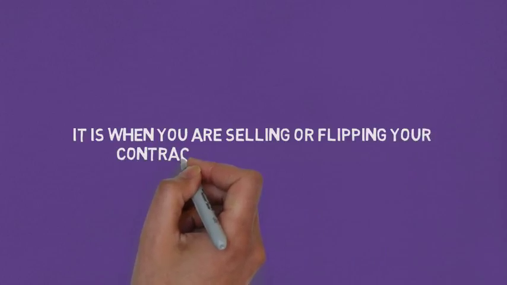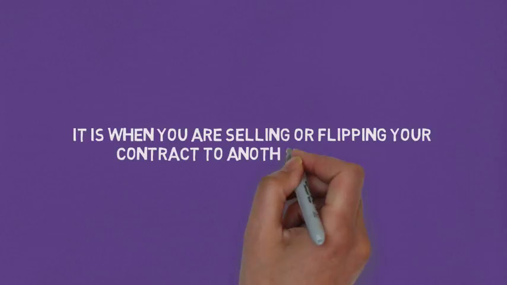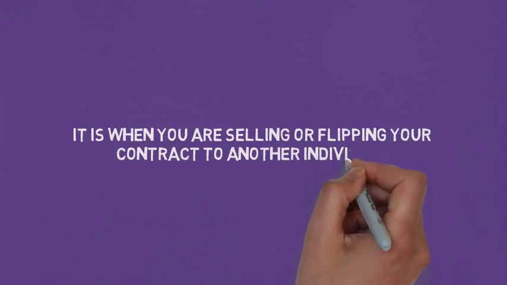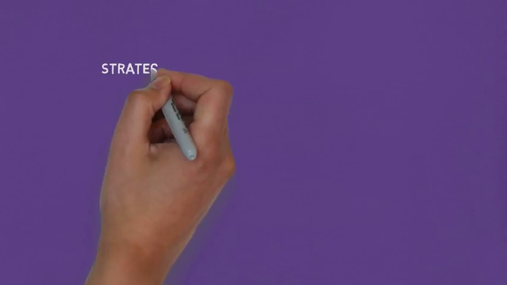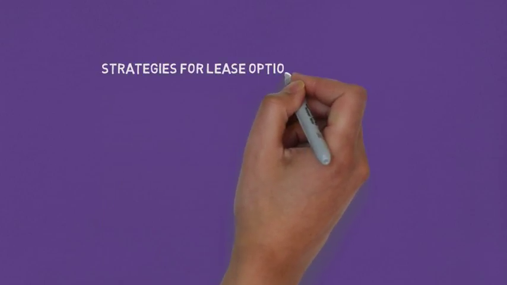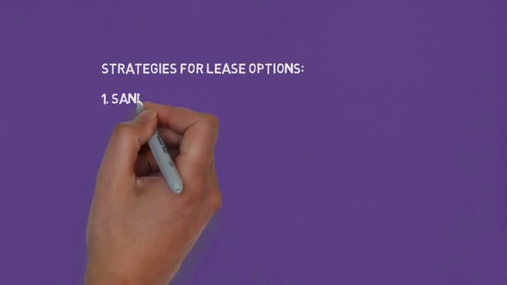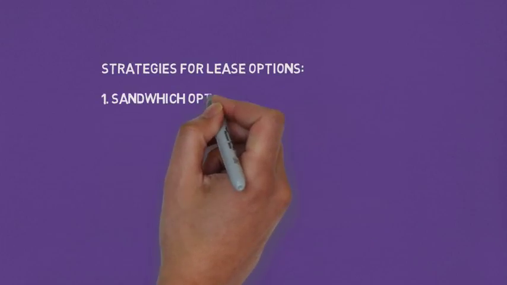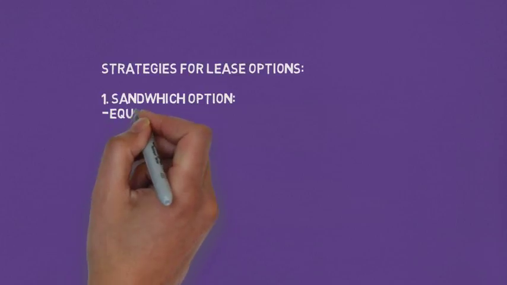So in other words, what you negotiated with the seller is beneficial enough for a buyer to pay you a fee in order to purchase that property from you. That's a cooperative lease option. So there's two different strategies here. If we look at them, the first one is that sandwich lease option. This one is, what I would call your big money strategy.